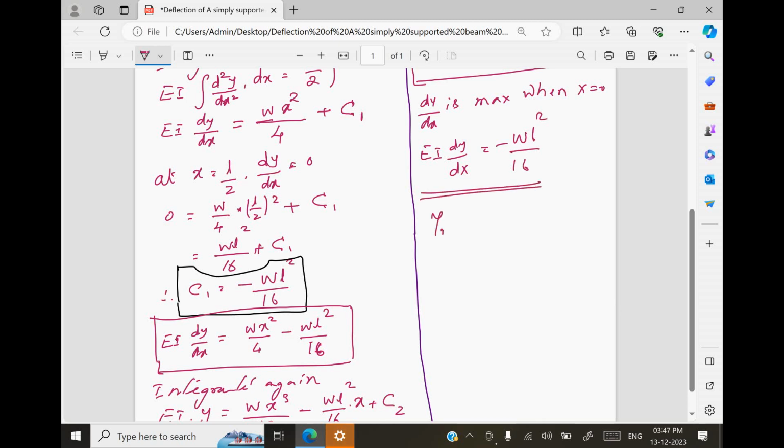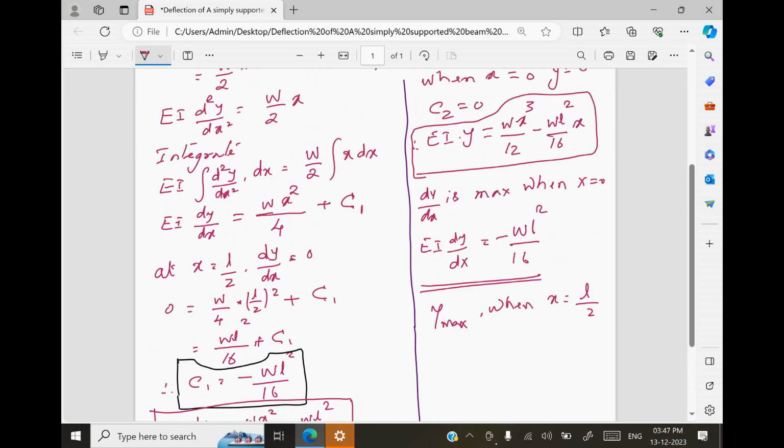Y is maximum when x is equal to L by 2. Correct. You just go and put it in the y equation. Understand? So I can write it as what? One minute. Let me just take this EI on the other side. If I put it on the other side, it becomes 16 EI. Y will be maximum when x is equal to L by 2.